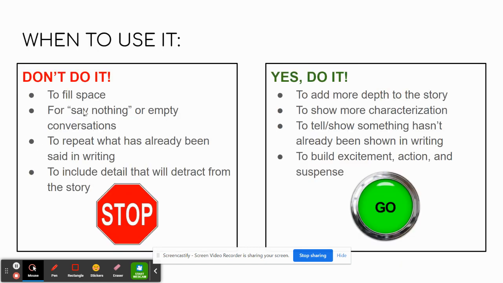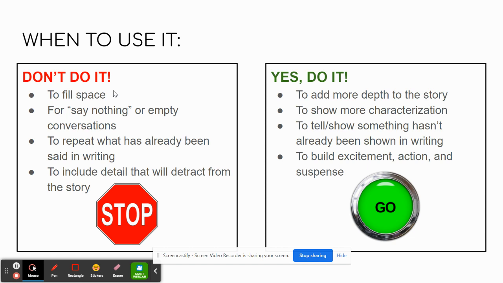So first off, do not use dialogue just to fill space because your story needs something and you think, oh, I'll just throw some dialogue in. Do not use it for what I call say nothing or empty conversations. Those conversations that basically say, hi, how are you? I'm good. How are you? Those are super empty, boring conversations. Don't use dialogue for that. Don't use dialogue to repeat what's already been said in your writing. So if in your writing you say a character was frightened and screamed, don't have the dialogue be the character screaming. Choose one or the other, not both.